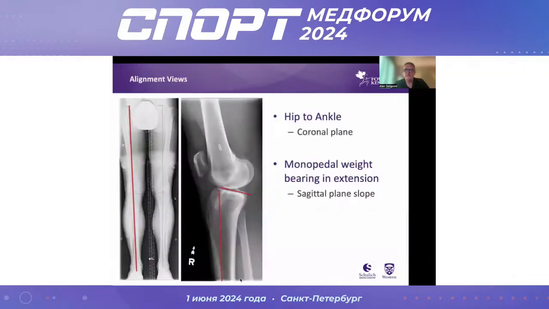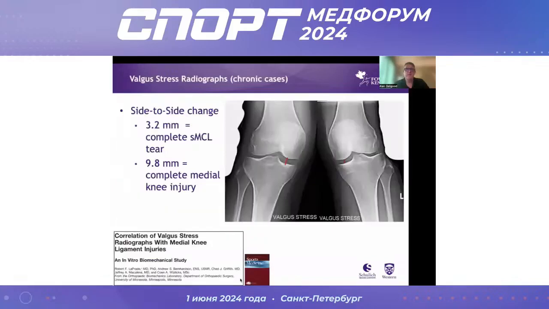As I mentioned, we use hip-knee-ankle alignment films, and then in the very chronic scenario, particularly with revision ACL type cases, we use a single leg monopodal stance so we can measure tibial slope. Stress radiographs have been worked up and demonstrated very nicely by Dr.